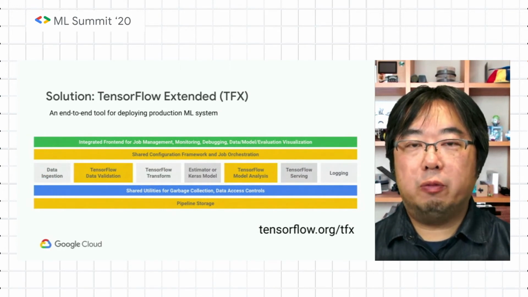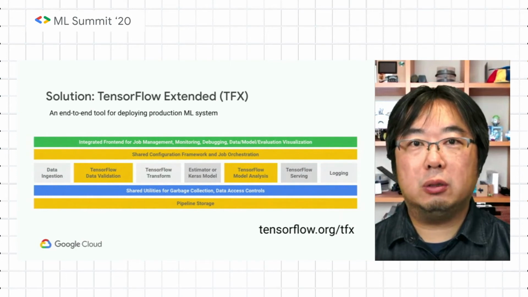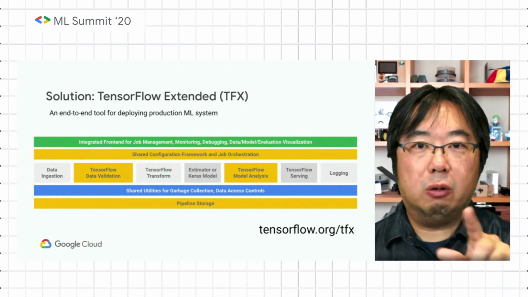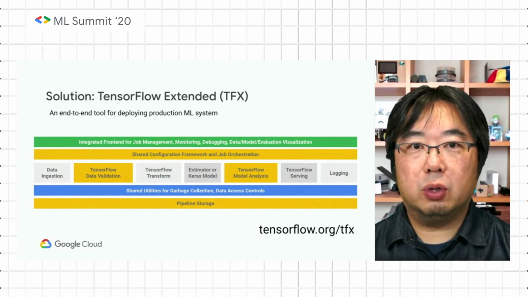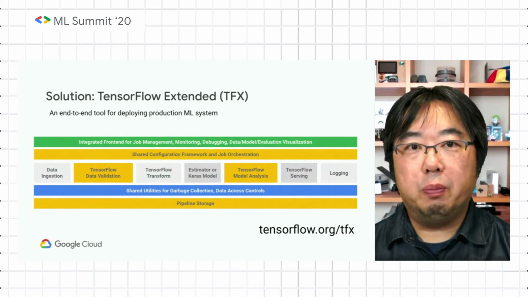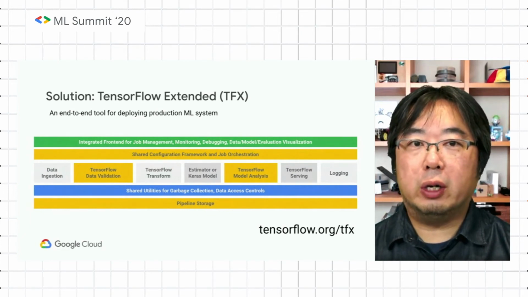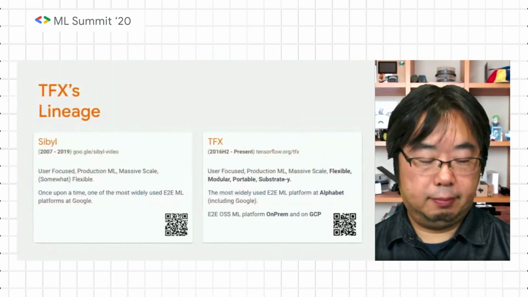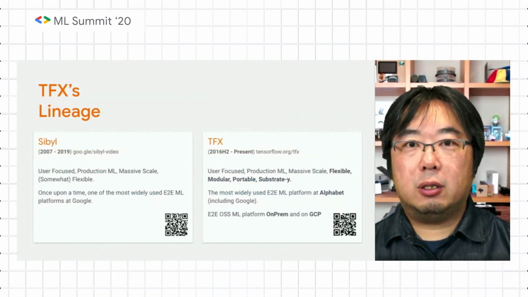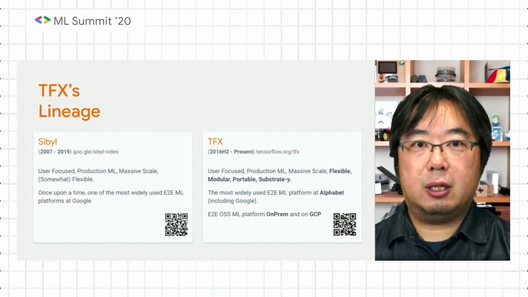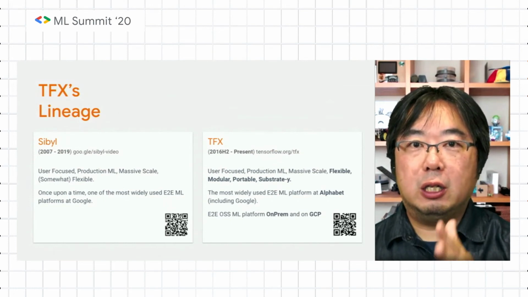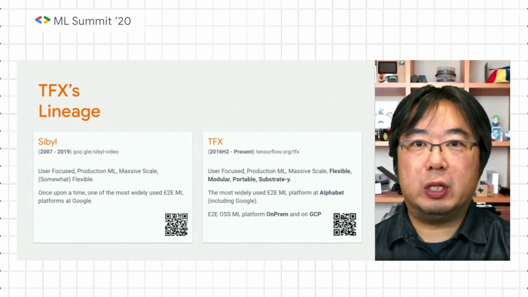One solution we provide is TFX, TensorFlow Extended, which is an open source tool provided by the TensorFlow team. The yellow parts, such as data validation, model analysis, and pipeline orchestration, are published as an open source tool. So anyone can go to tensorflow.org/tfx, download the tool and use it right now. It's an open source tool, so you don't have to pay anything to start using TFX, but it provides significant value learned by Google over the last 10 years.